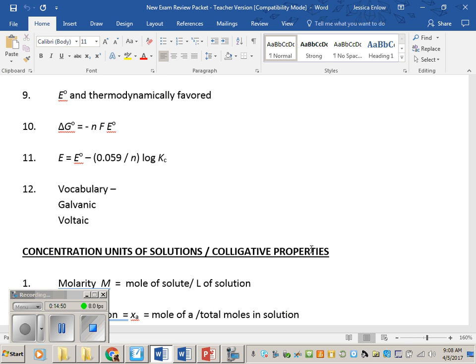Let's go ahead and do multiple choice related to Big Idea 3, which starts on what page? It's after the FRQ, so it's page 22. So start on 22.